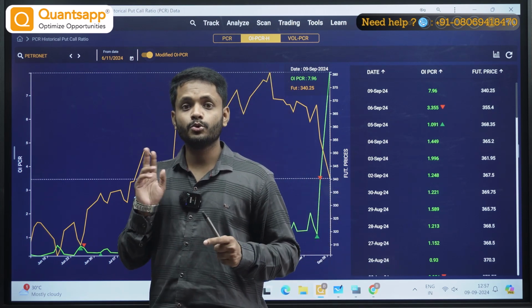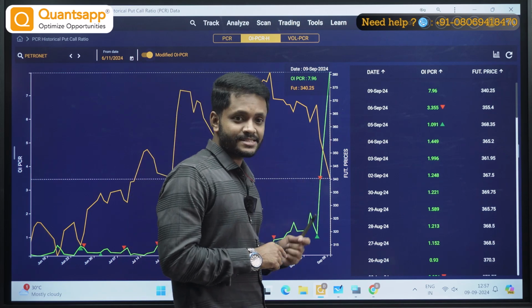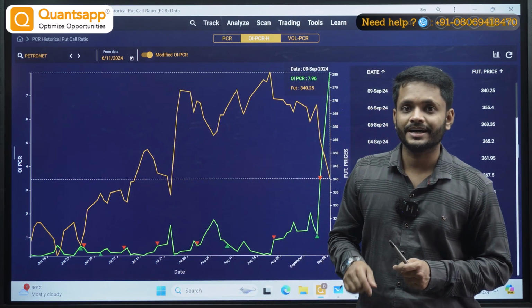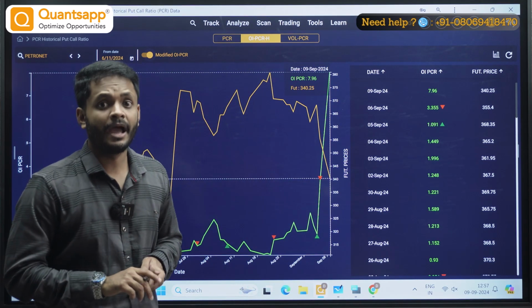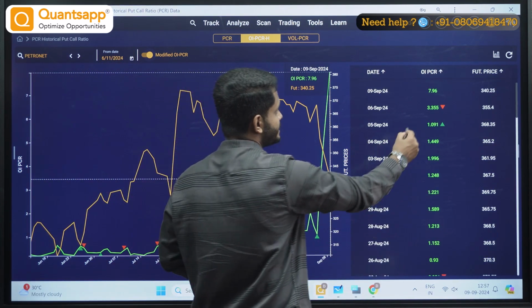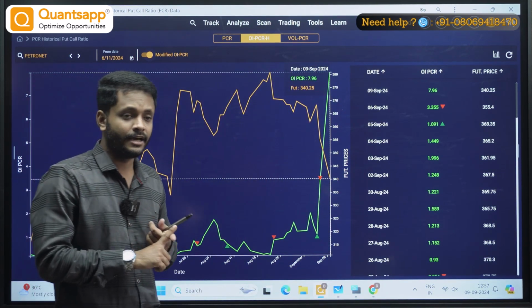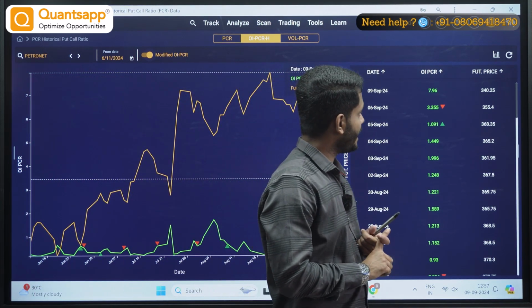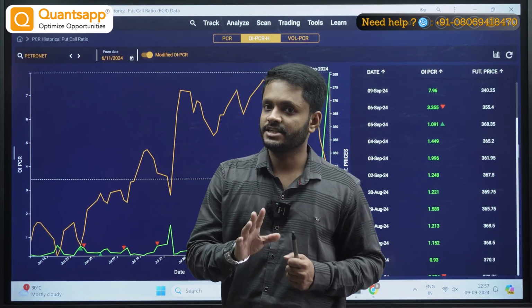Now, how are you supposed to club trap and MPCR? On 6th September, I got a bearish signal in the trap indicator. That is, I received a put writer trap. And on 6th September itself, I am seeing a red triangle over here. So both are getting aligned. If both the signals are getting aligned, that is a good to go signal. I will definitely go and initiate a trade.